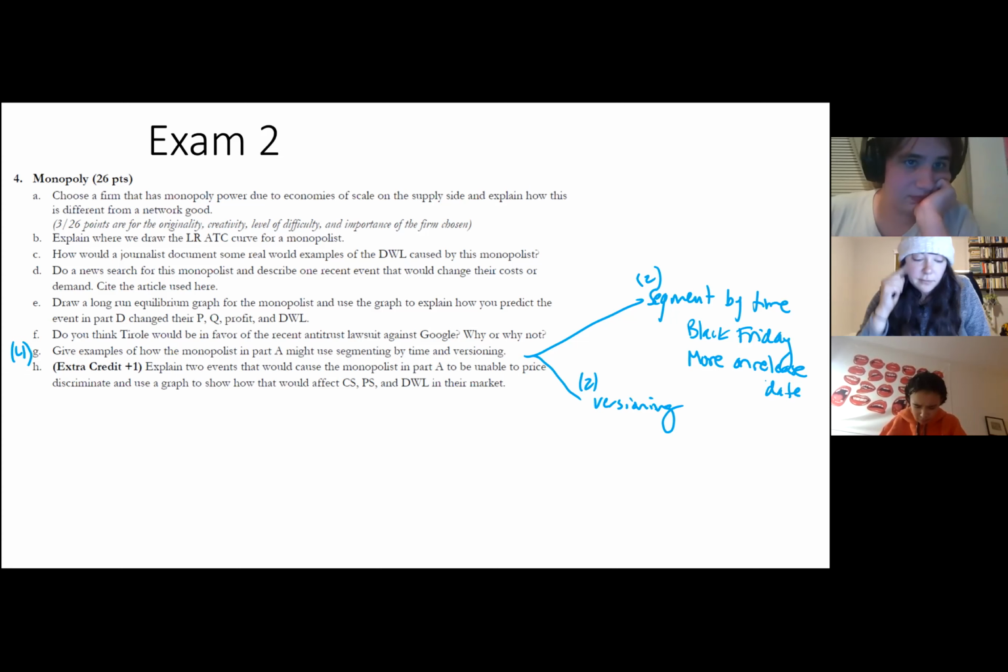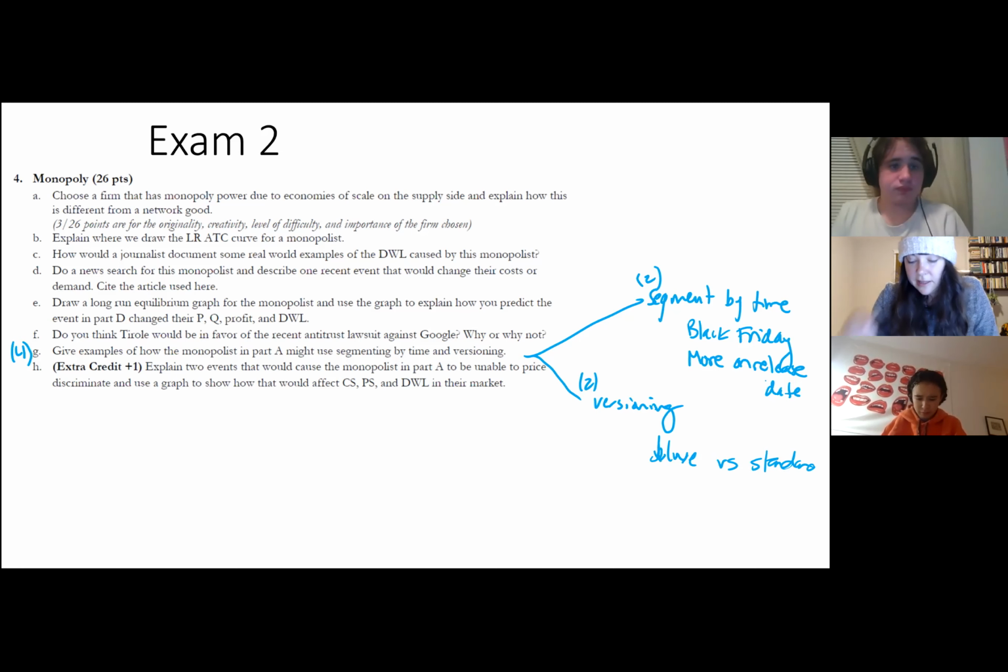Versioning is like having the deluxe versus the standard and then a million other options with different add-ons and perks and bells and whistles. Anytime you can't tell people apart, so you just make a bunch of different products that are slightly different to get them to reveal themselves and what attributes they care about and how much they're willing to pay for different attributes, that's versioning. It's different because you can't tell the customers apart.